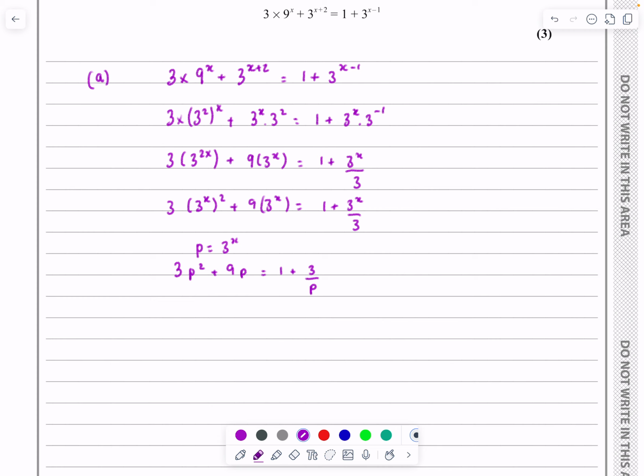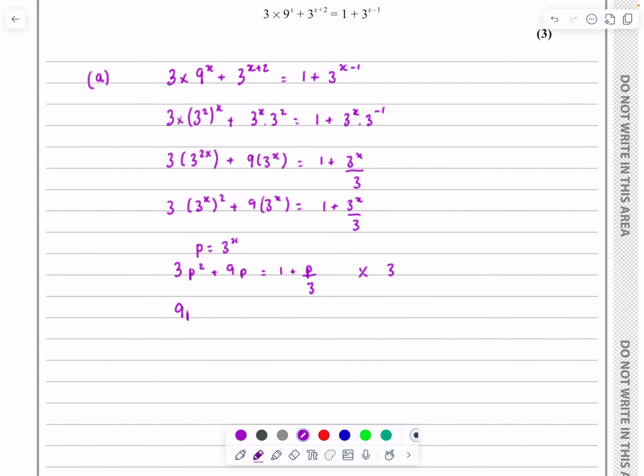let's just multiply everything by 3. Oops, sorry, I was just looking at that. I'm wondering what I've done wrong here. That's p over 3, isn't it? Not 3 over p. That would make it slightly more difficult. Yeah, multiply everything by 3 at this stage.